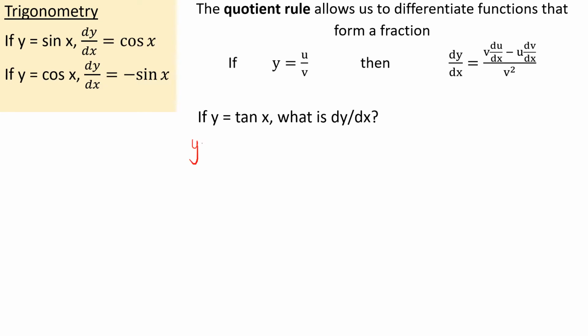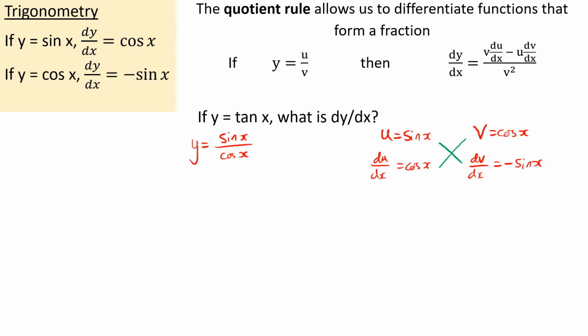Well, what we're going to do is write tan as its basic identity, sin x over cos x, and that's in the form u over v. So let's say u is sin x and v is cos x, and then let's differentiate them both. So du dx is cos x and dv dx is minus sin x. So far, nothing too controversial.